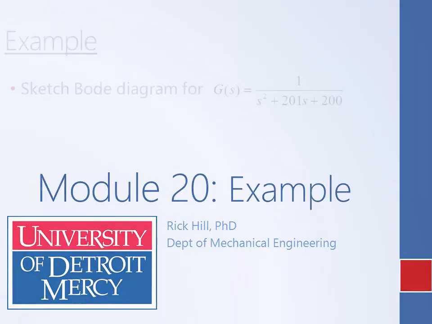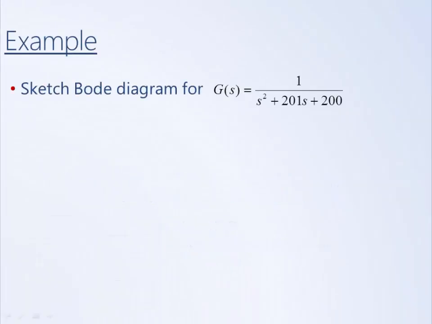We'll now go ahead and sketch the Bode diagram of another example. In this case we have a second order system, but it's overdamped, because zeta is greater than 1. And overdamped means that the poles of the transfer function are real.